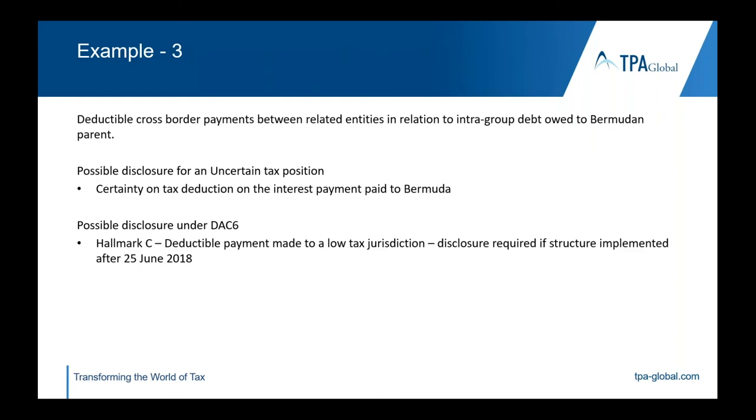Okay. Then example three, the last example. Here we are dealing with a deductible cross-border payment between related entities in relation to an intergroup debt between a relevant entity and its Bermuda parent. Of course, in this case there can be an uncertain tax position, and that might be subject to disclosure.